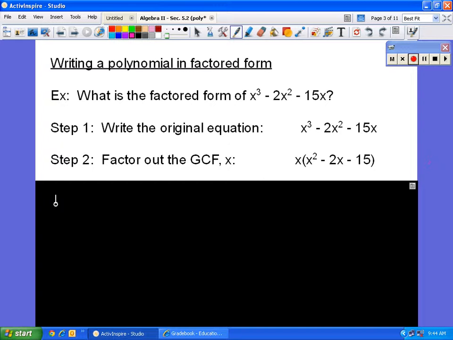Okay, this is a trinomial. What's the a value of this trinomial? 1. Does anyone remember how to factor a trinomial with an a value of 1? A quadratic trinomial at that. We did it in chapter 4. It wasn't that long ago.